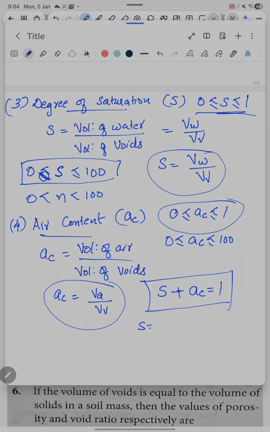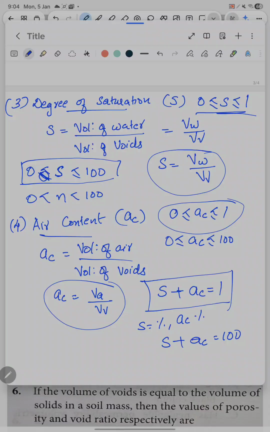If S and AC are given in percentage, we can say S plus AC is equal to 100. If it is in decimal, we can write S plus AC is equal to 1. Okay, so first we studied void ratio, porosity, their ranges, their interrelationship. Then next is degree of saturation and air content. Degree of saturation is denoted by S and the value range is 0 less than or equal to S less than or equal to 1.